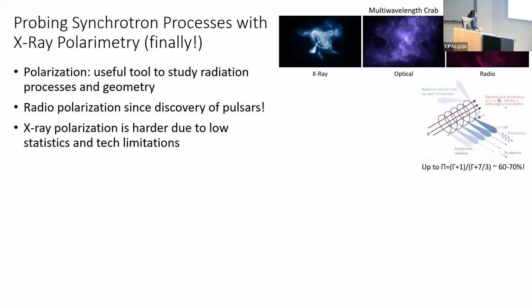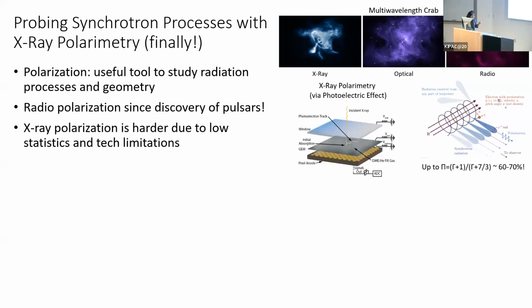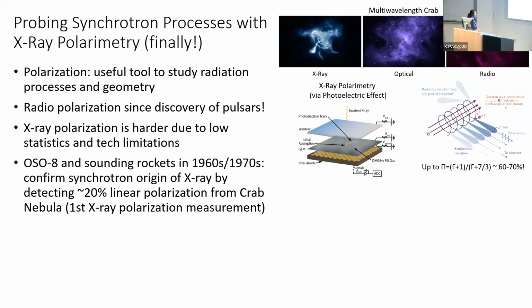But X-ray polarimetry is much harder, because in X-ray astronomy we typically work in counts rather than energy. And so, in order to measure X-ray polarization, we need to measure the polarization of each photon that comes into our detector. But we have made some progress.